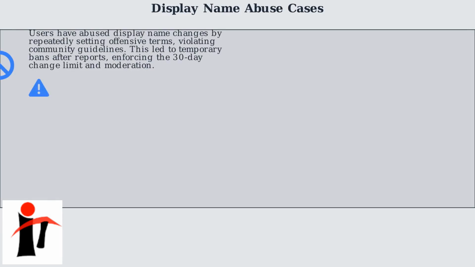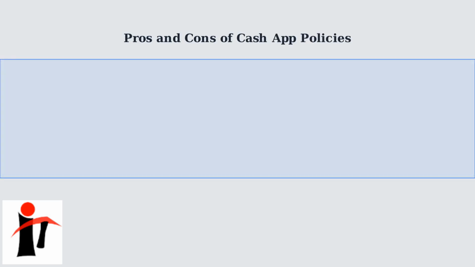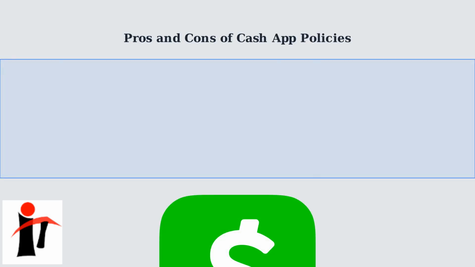On the other hand, display name changes have been misused by some users who repeatedly updated their names to include offensive or inappropriate content. These violations of community guidelines triggered reports, resulting in temporary account bans and highlighting the need for the 30-day change restriction. These real-world examples illustrate the trade-offs in Cash App's naming policies.